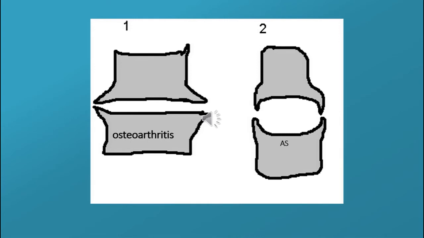This graphic here is to try and summarize the difference between osteoarthritis on the left, which has osteophytes, and ankylosing spondylitis on the right, which has syndesmophytes. And you can see that they kind of grow at 90 degrees to each other.